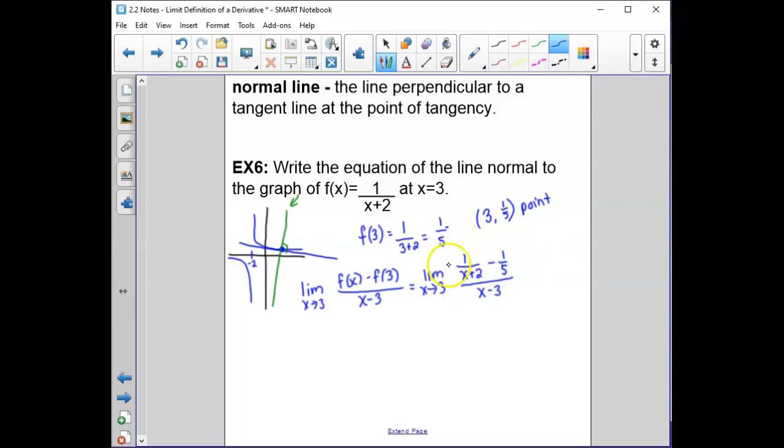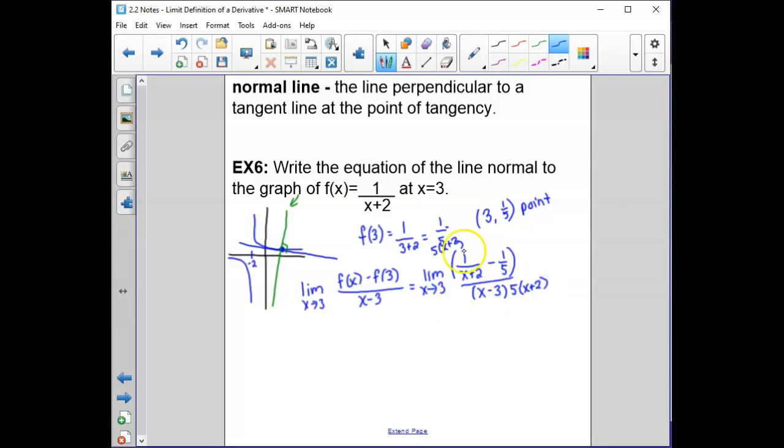We don't need to have this complex fraction here, so we really want these denominators to cancel out. We can get them to cancel out by multiplying by the common denominator, which would be 5 times x plus 2. But if we multiply the numerator by that, we must also multiply the denominator by 5 times x plus 2.